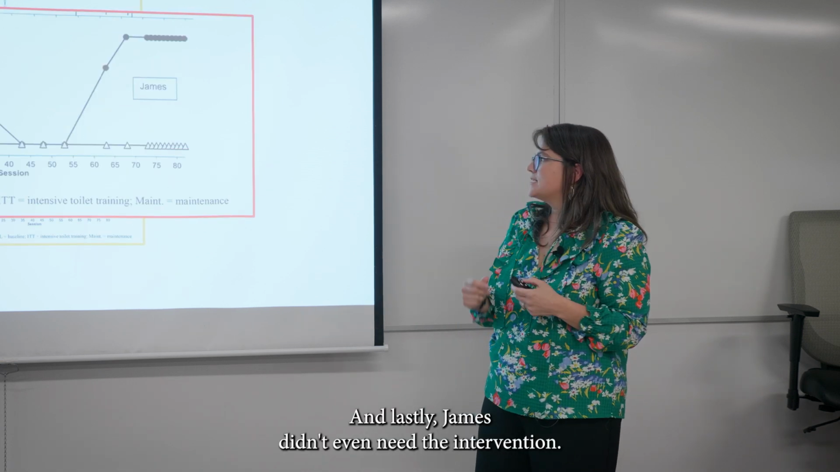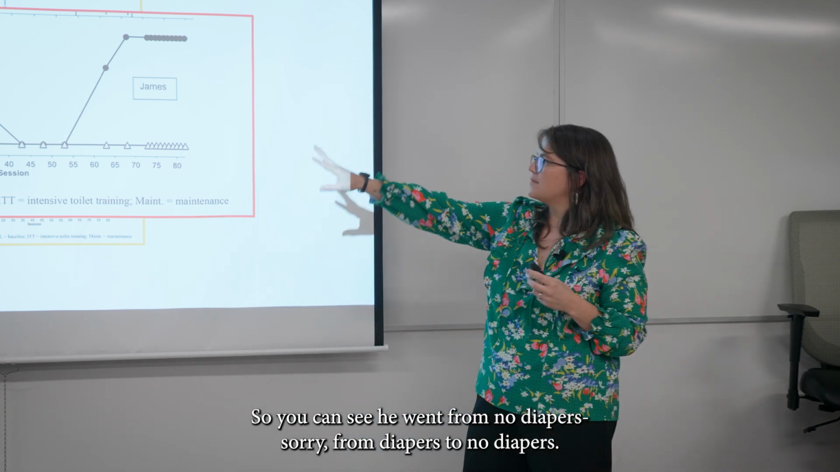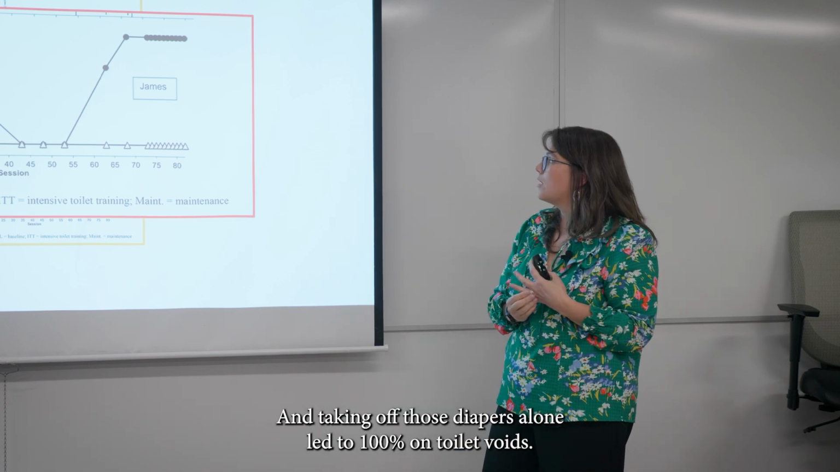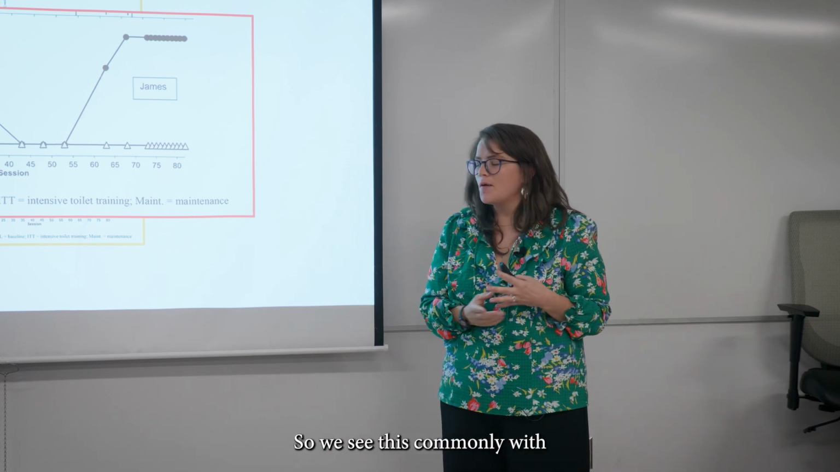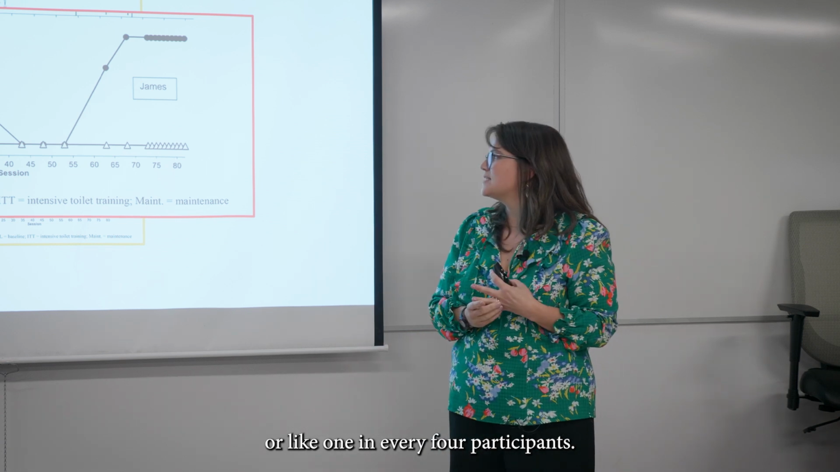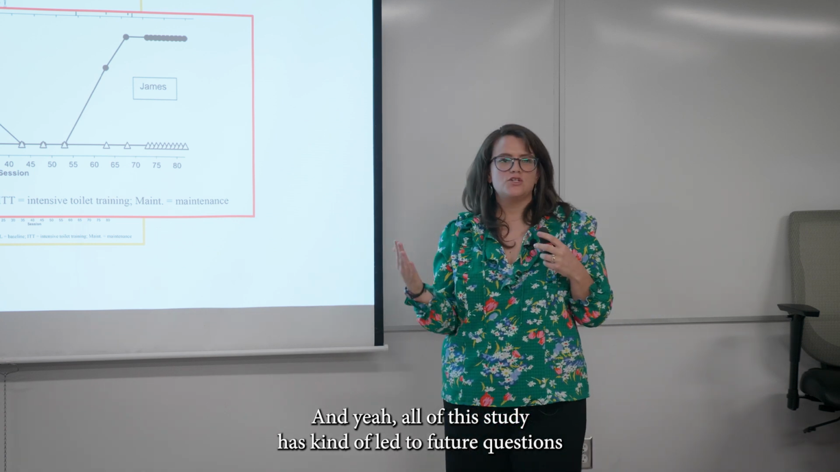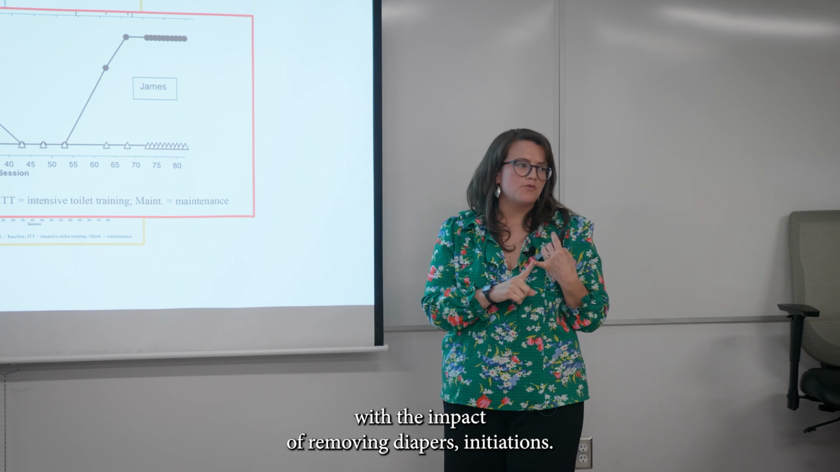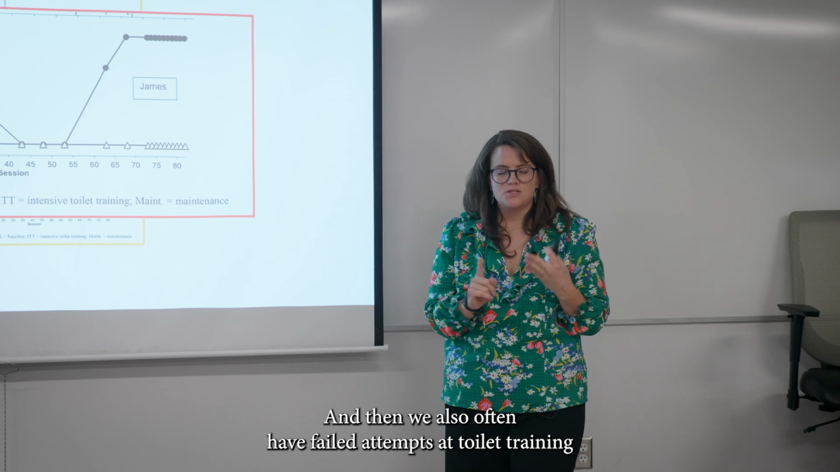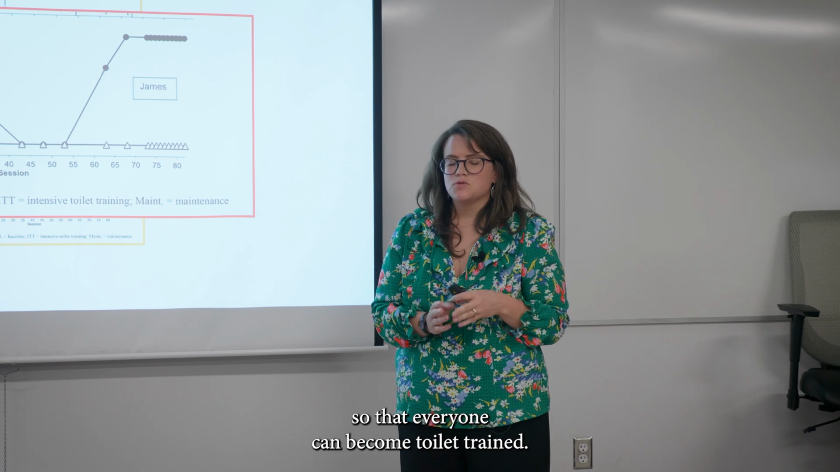And lastly, James didn't even need the intervention. You can see he went from diapers to no diapers, and taking off those diapers alone led to 100% on-toilet voids. We see this commonly, with like 1 in every 4 participants. All of this study has led to future questions about the impact of removing diapers, initiations, and then we often have failed attempts at toilet training and how to make modifications to the toilet training protocols so that everyone can become toilet trained.